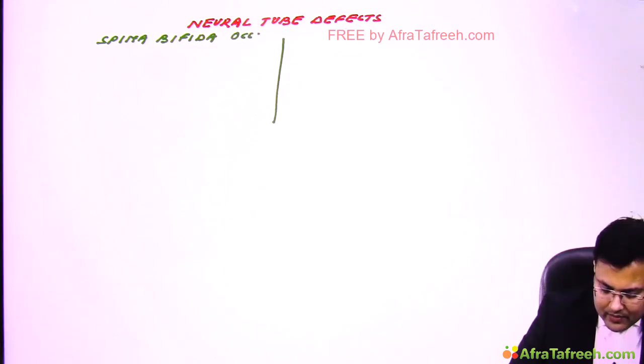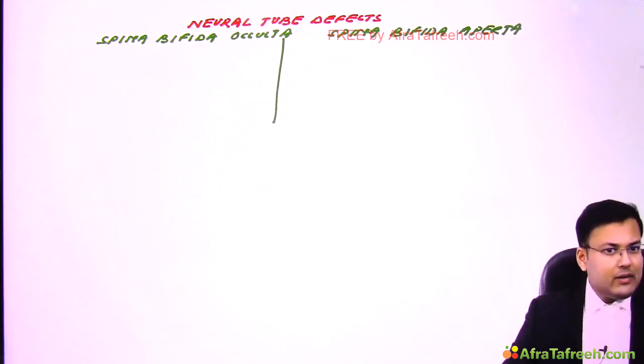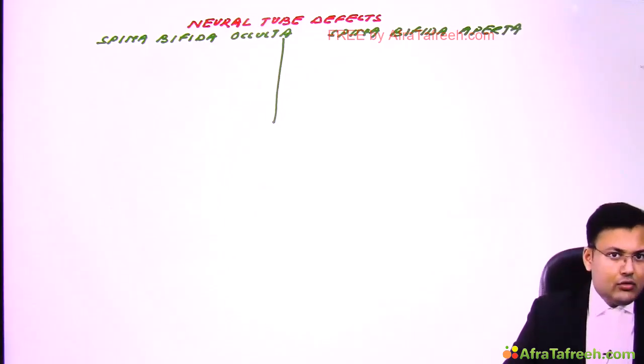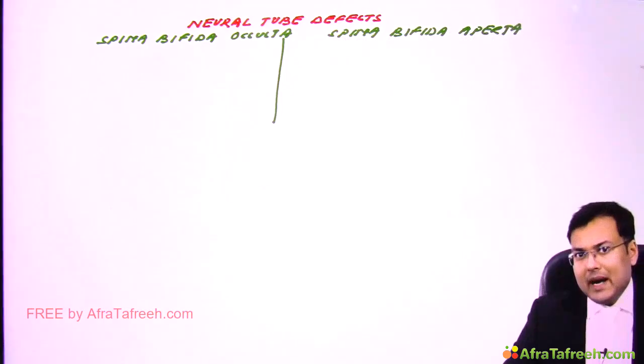See the differences. It is of two types. First is spina bifida occulta and the second is spina bifida aperta. Okay, occulta means it's hidden. That's why spina bifida occulta is also known as closed spina bifida.